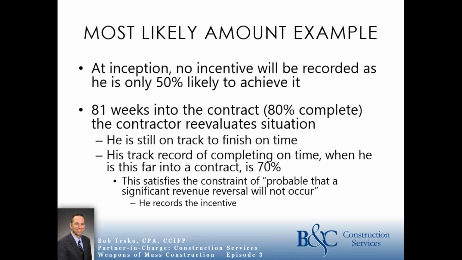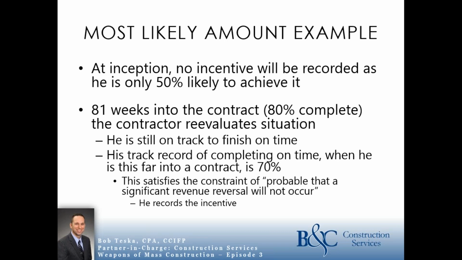When he is 81 weeks into the contract, he's about 80% complete. The contractor reevaluates the situation, and he's looking at it. He's like, all right, I'm still on track to finish on time. And he looks at his track record, his historicals, and he says, all right, when I'm 80% complete and I'm on track at that point, I've got a track record that 70% of the time I do end up finishing on time, and I do collect those performance incentives.